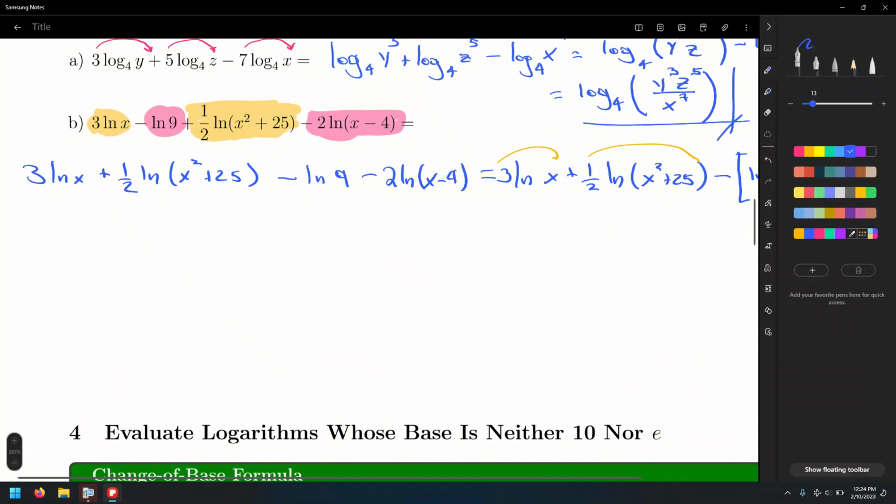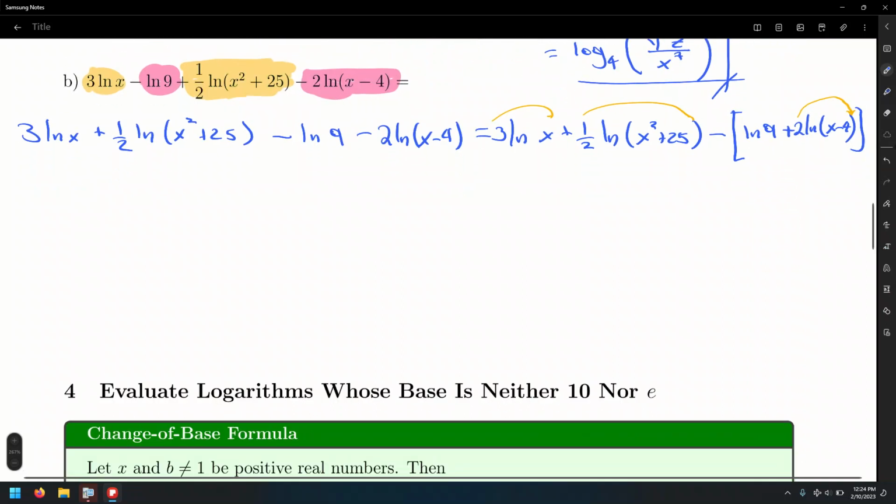So that's going to give us 3 ln of x cubed plus ln of x squared plus 25 to the 1/2, minus bracket ln of 9 plus ln of x minus 4 quantity squared. All right? So it looks like we're getting somewhere because we no longer have coefficients in front of logarithms.